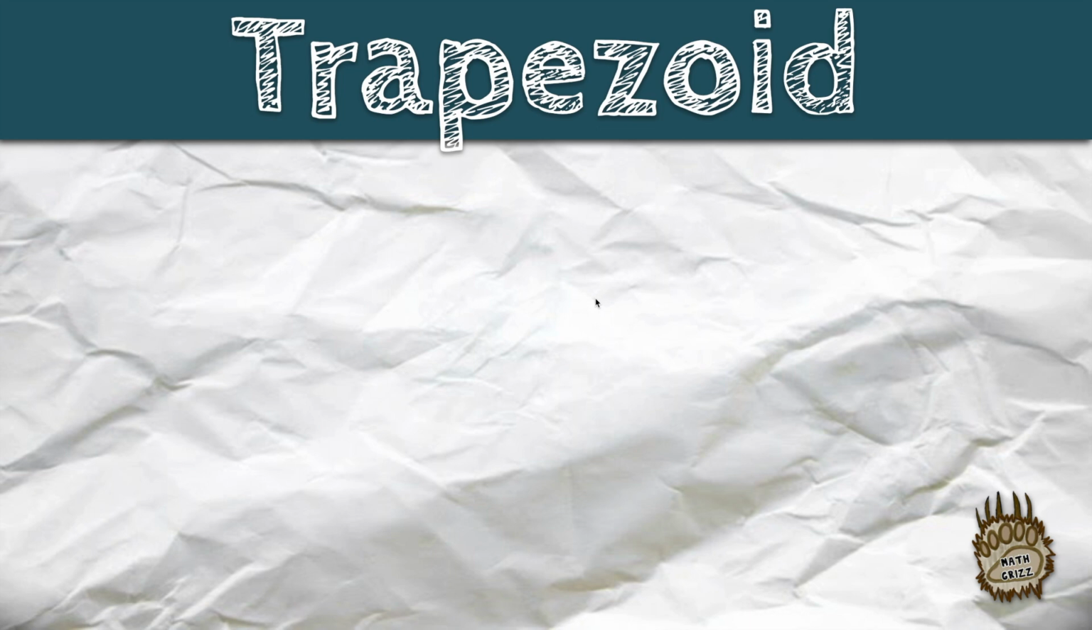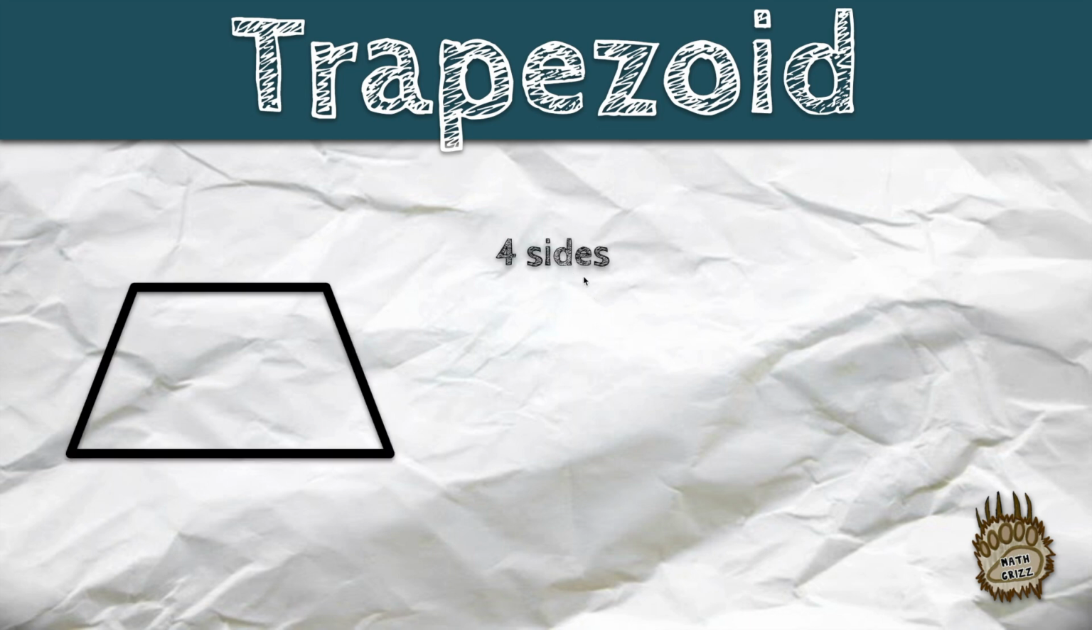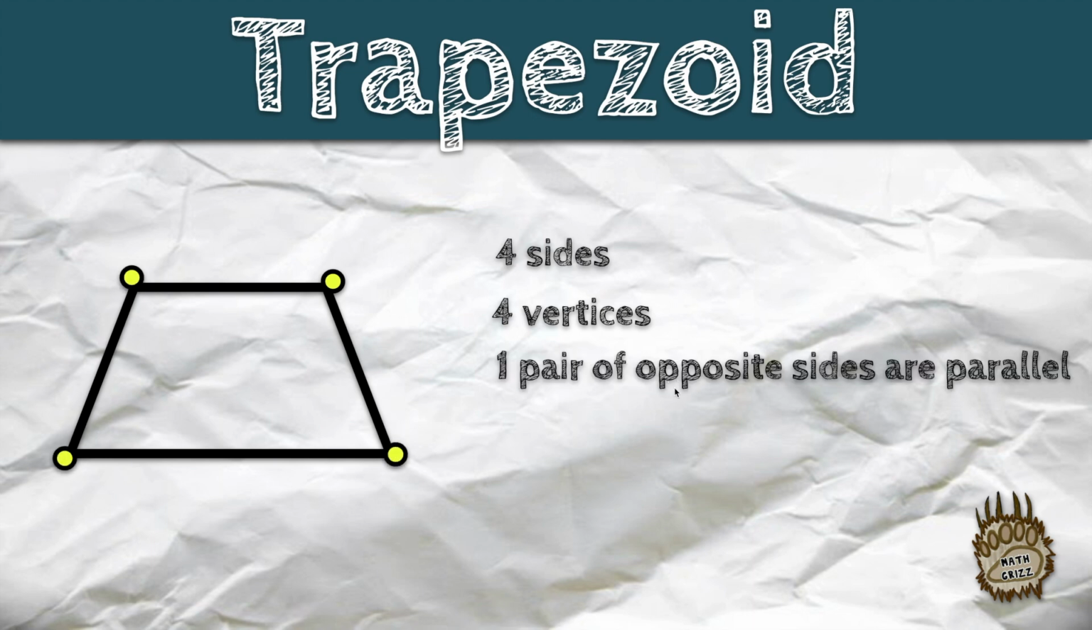Next, we have a trapezoid. Trapezoids have four sides, four vertices, 1, 2, 3, 4. One pair of opposite sides are parallel. So for the square and the rectangle, we had two pairs. For the trapezoid, we only have one pair. This side and this side are opposite, but if they kept going on, they would eventually intersect here. So those sides are not parallel.